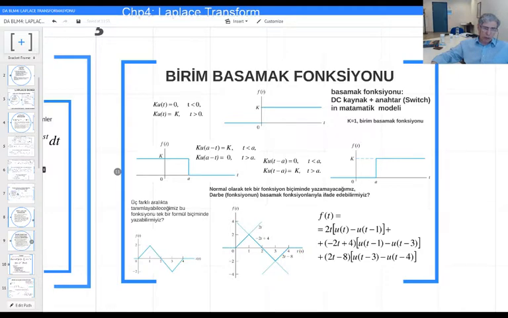So the question is, is it possible to analyze linear circuits by algebraic equations with no restriction? Yes, it is possible if we use S domain algebra.